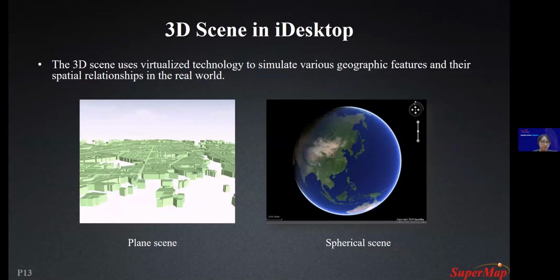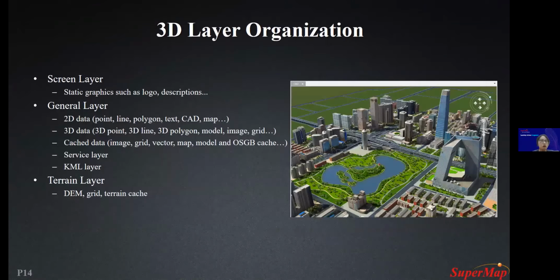And the spherical scene simulates the surface of the Earth with a sphere, and supports data of geographical and projected coordinate systems. 3D layers are organized in iDesktop by the screen layer, general layer, and terrain layer.